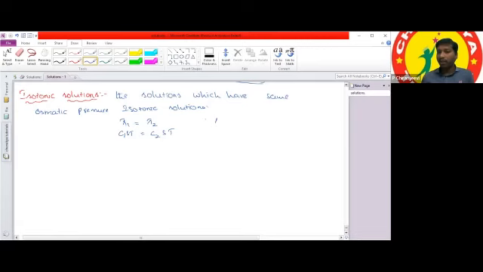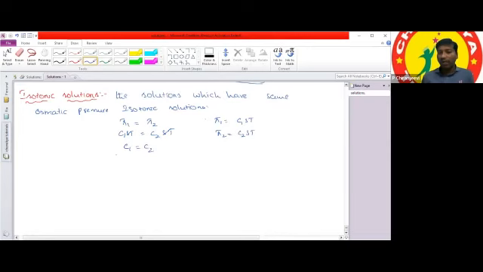So pi 1 is equal to C1 ST, and pi 2 is equal to C2 ST. In this, ST is going to be cancelled, so you will get C1 is equal to C2. At the same temperature, if the osmotic pressures are the same, then their concentrations also become the same.